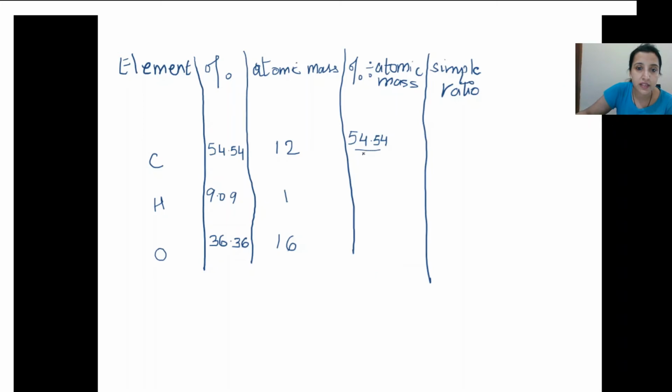Next we do 54.54 divided by 12. Now you can do it. Put your hands on, and that comes out to be 4 point something. Let's check what it comes out to be. 54.54 divided by 12.